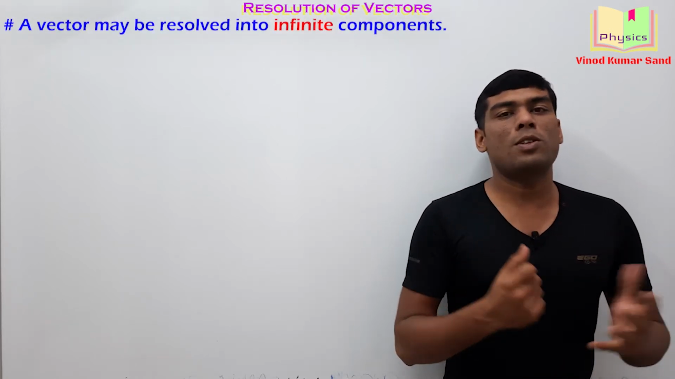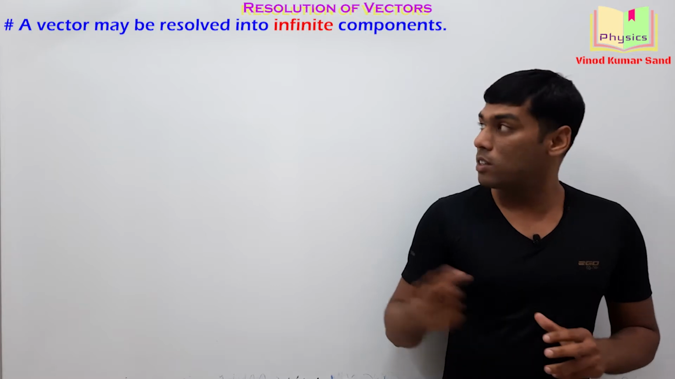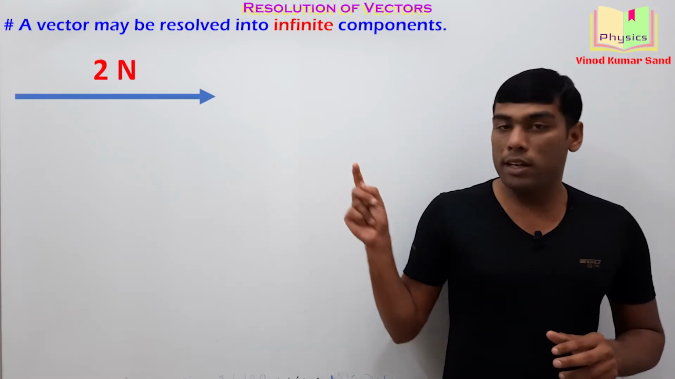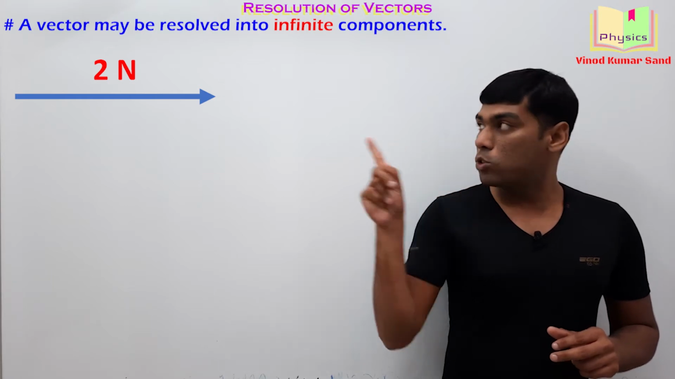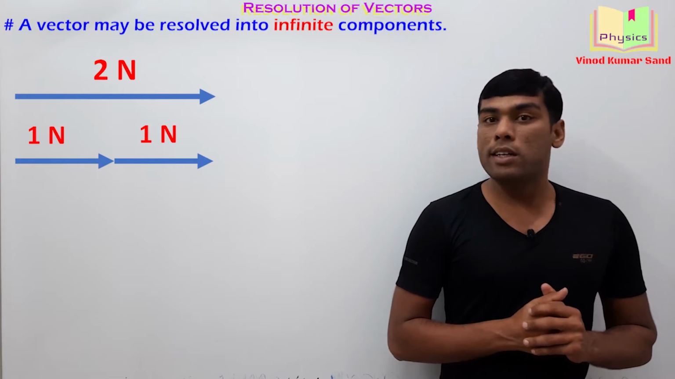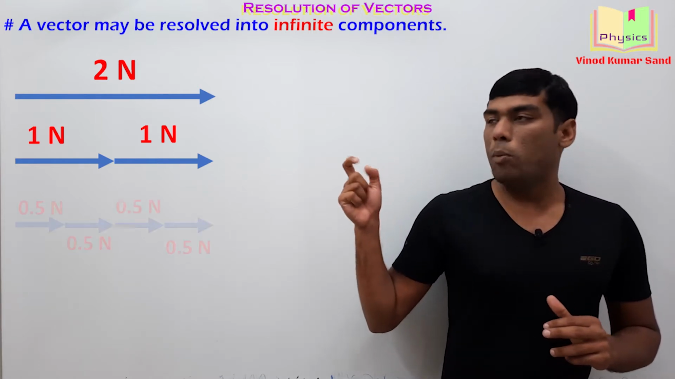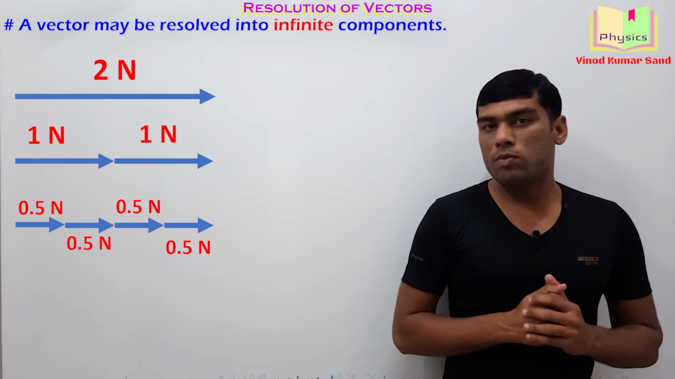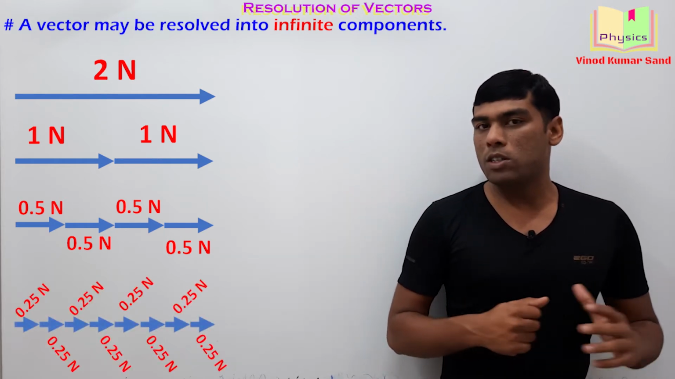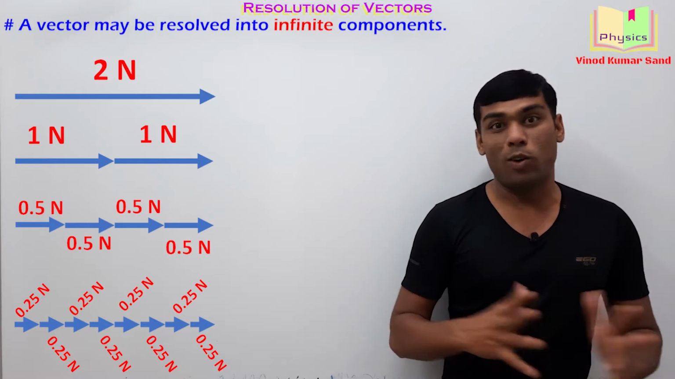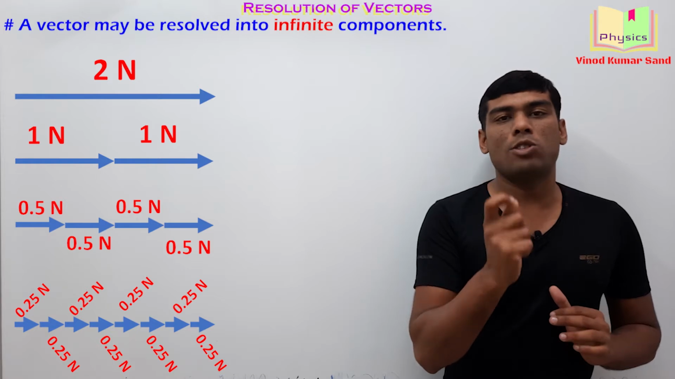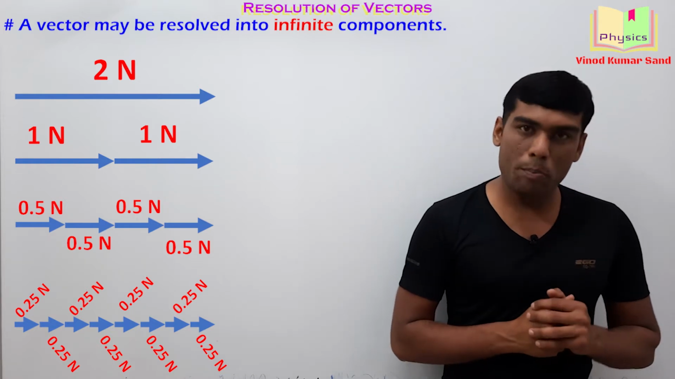A vector may be resolved into infinite components. For example, here we can see a force of 2 Newton. Can we break it into 2 equal components of 1 Newton and 1 Newton as shown? Or can we break it into 4 equal components of 0.5 Newton each? Do you agree? Now can we break it into 8 components or 16 or 16,000 or infinite? Getting my point? So a vector may be resolved into infinite components.